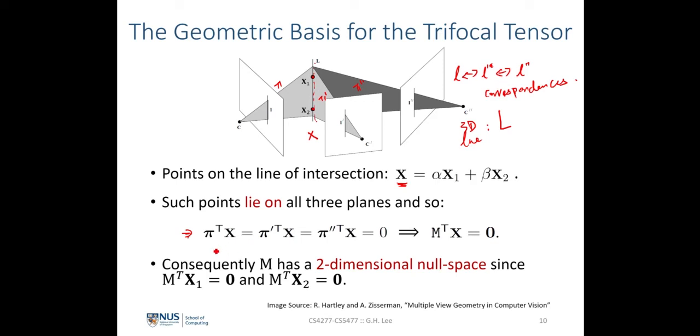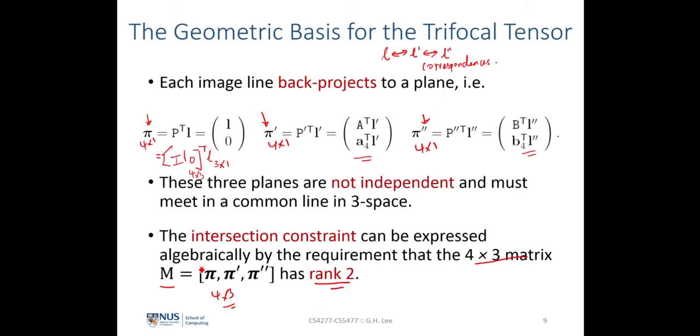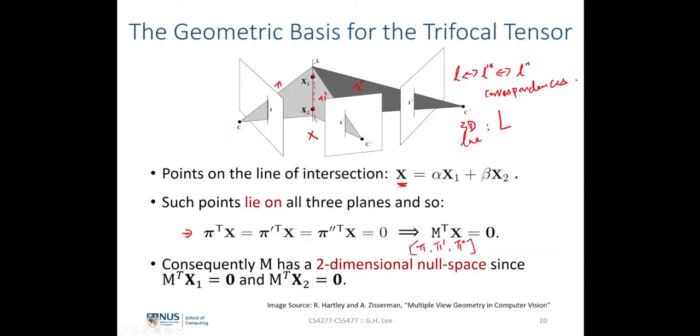Hence, we get this equation of pi transpose x equals 0, pi prime transpose x equals 0, and pi prime prime transpose x equals 0. This relation here can be rewritten into M transpose, where M is what we have seen earlier on, is pi, pi prime as well as pi prime prime in the previous slide over here. We can stack them together and put the transpose over here and write x.